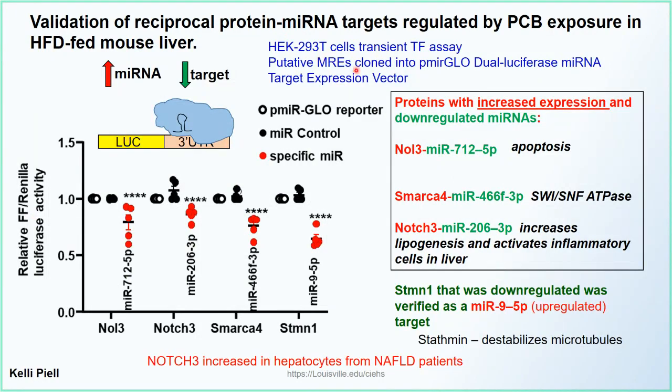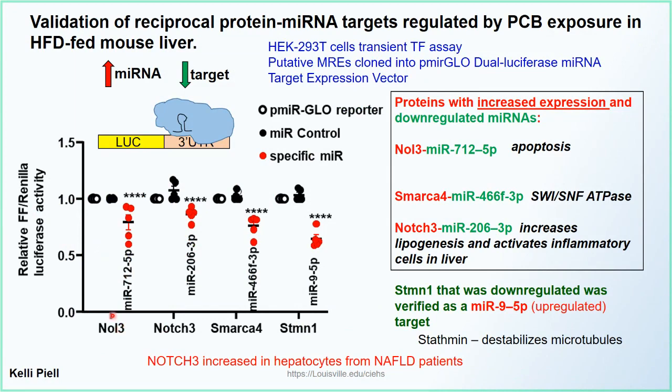So this pmiRGLO dual luciferase has the firefly luciferase in front of the 3' UTR MRE. So if we block translation of the luciferase, we're going to get a decrease in luciferase activity. And the plasmids are round. On the other, down here is the Renilla luciferase. So that serves as an endogenous control in every experiment.